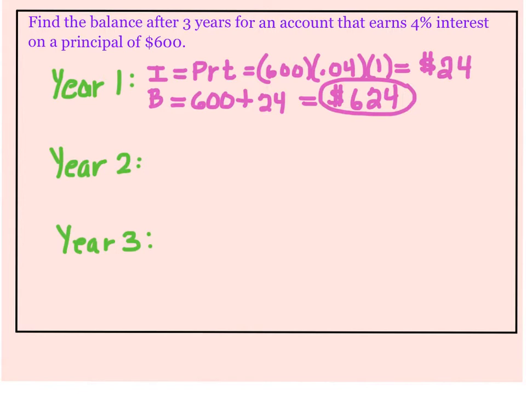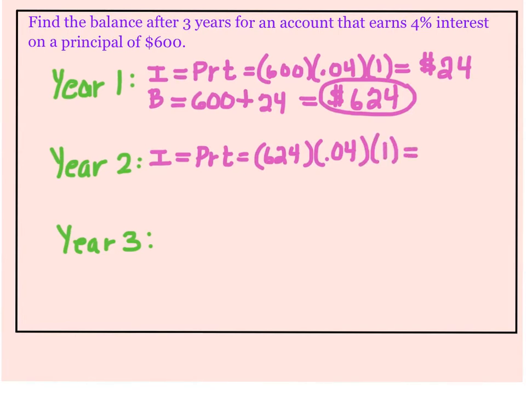All right, now we're starting the second year. At the beginning of the year, he has $624. So we're going to use our interest formula again, except this time we're going to use $624. The interest rate is still 4%, and we're just doing 1 more year. This gives us an interest of $24.96.